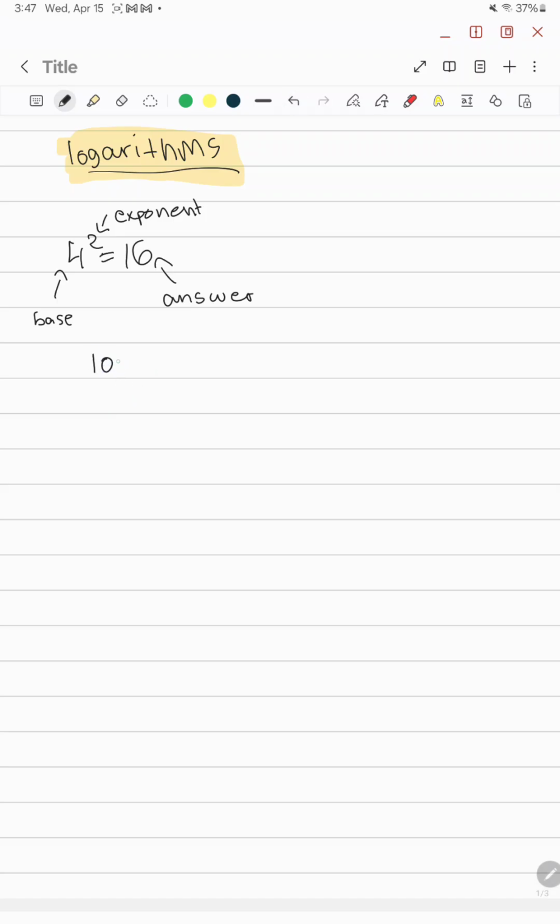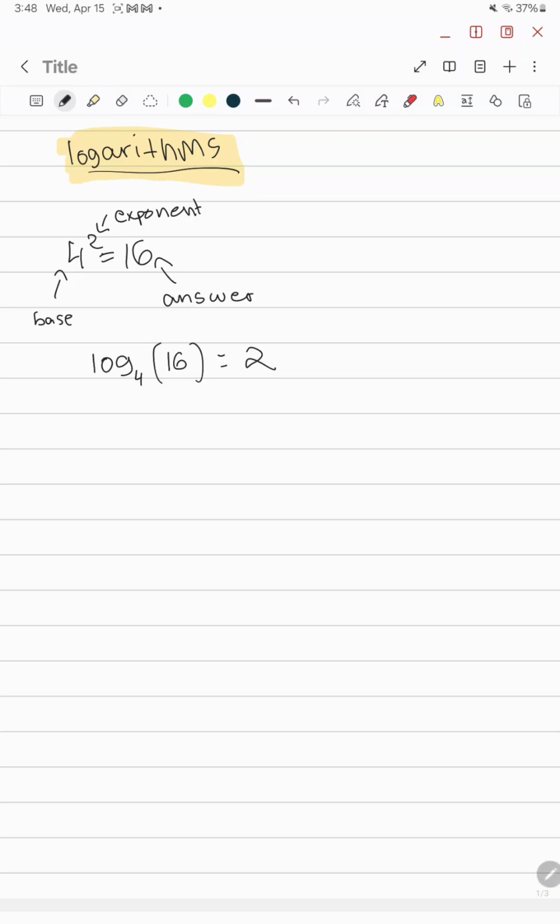What you would do is you would write log. At the bottom, you would write the base. So you know our base is 4. And then you would circle to the answer. And then over here, you would write the exponent. It's essentially a way of figuring out the exponent.